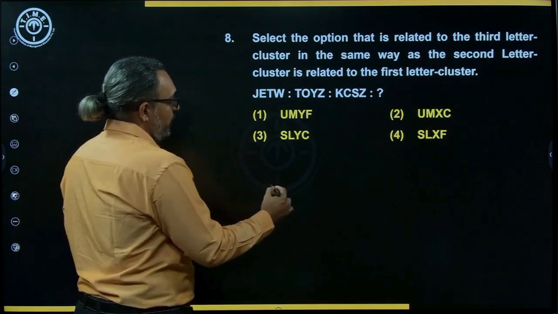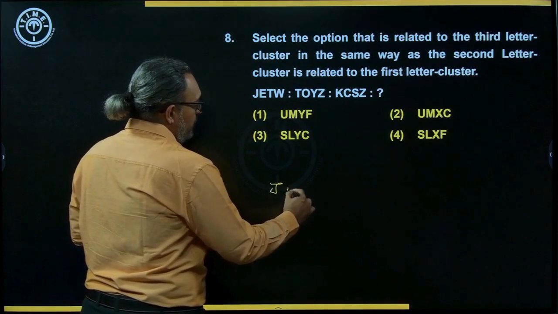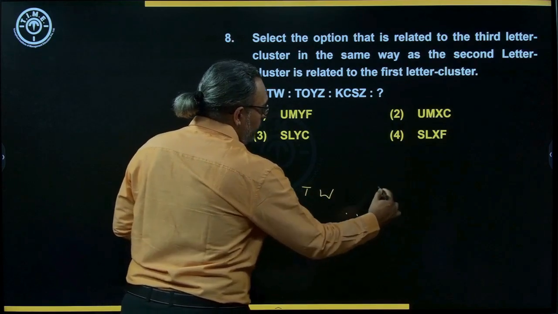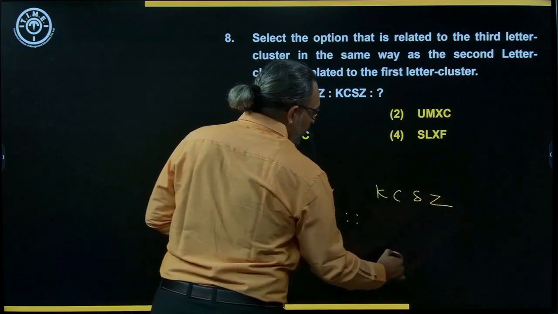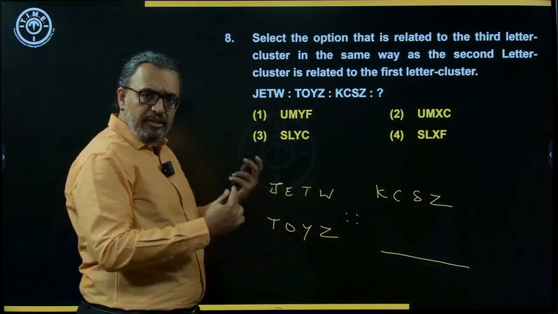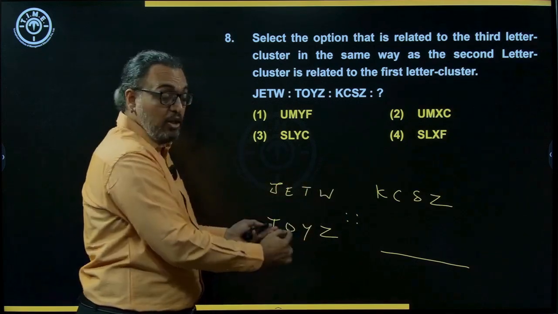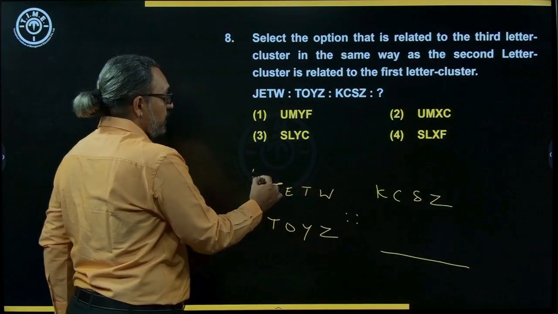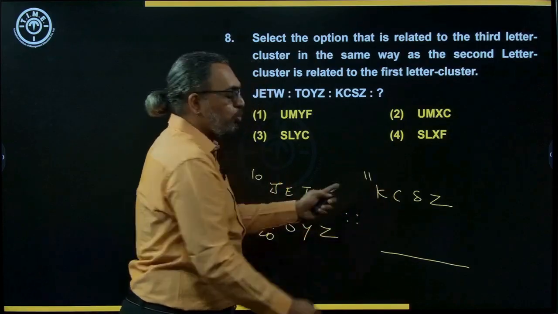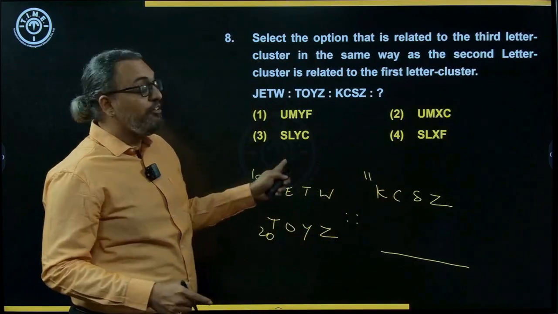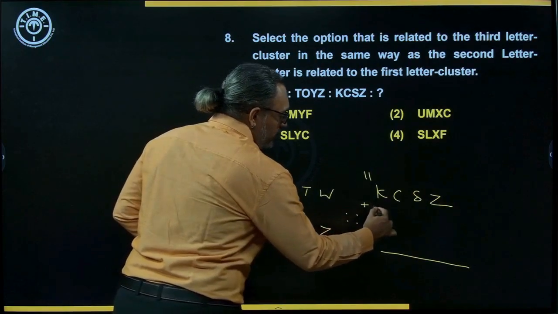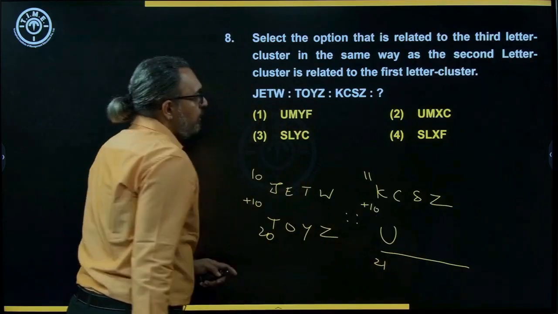Okay, right. So here we have JETW with TOYZ. Similarly, KCSZ and then blank. Like I said, you can do it parallelly. Please work on it parallelly. You don't need to find the complete logic and then only go for it. Parallelly, you can check. See, 10 and 20. I can do into 2. Here I have 11. 11 into 2, 22. 22 is V. Do I have a V? No. Then it cannot be into. Then I can do plus 10. So if I do plus 10, I'll get 21. That is U. And I do have a U.